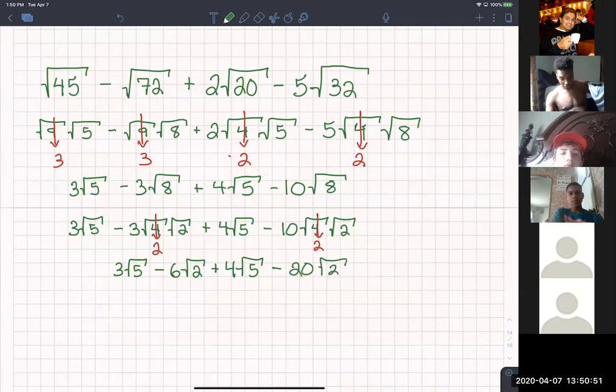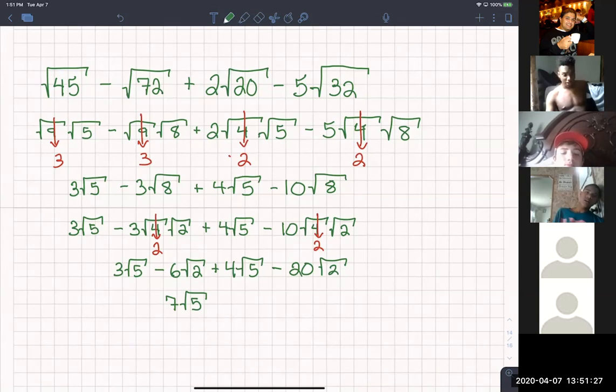Now, which ones get combined to each other? All of them. 3 and negative 6. 4, 3 and 4. Yeah, so these two right here, 3 root 5 and 4 root 5, combine and give me what? 7 root 5. Okay, remember you're not adding or subtracting the inside number, you're only adding or subtracting the outside number. Okay, what else gets combined?